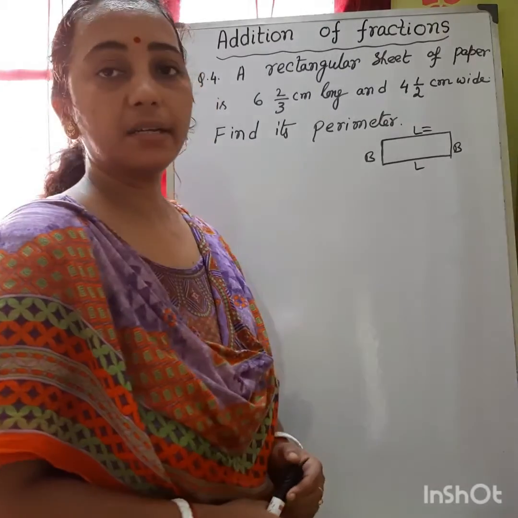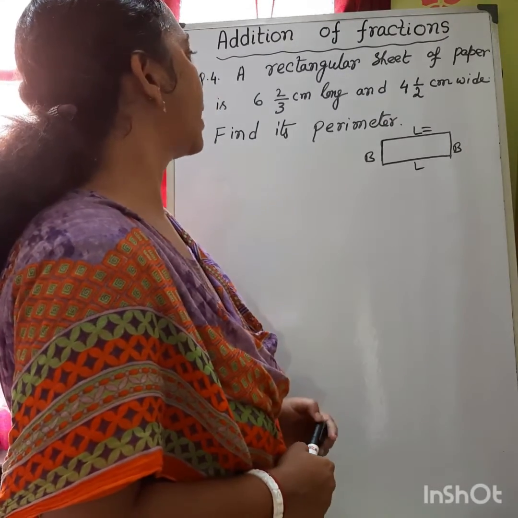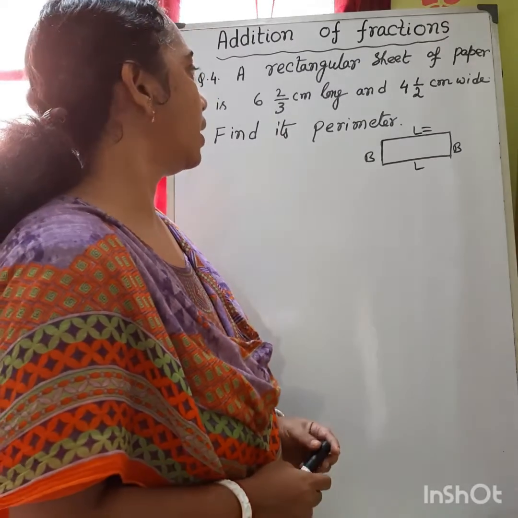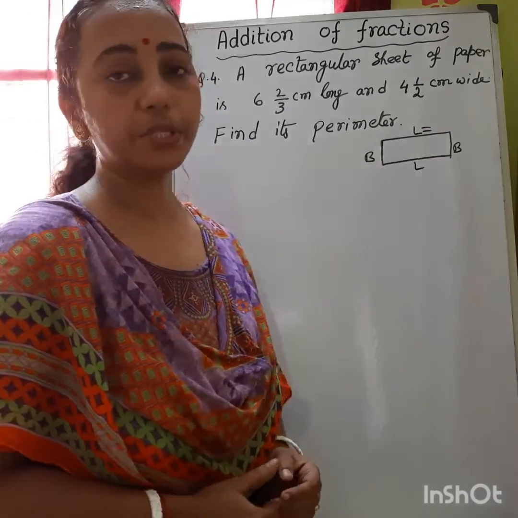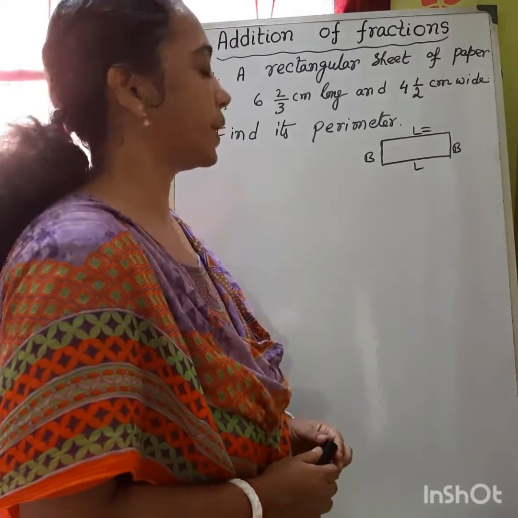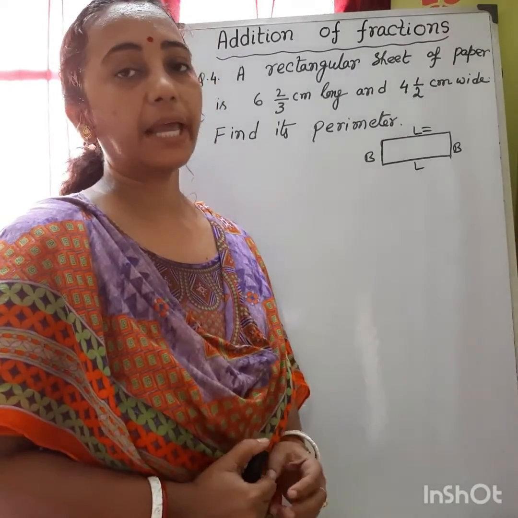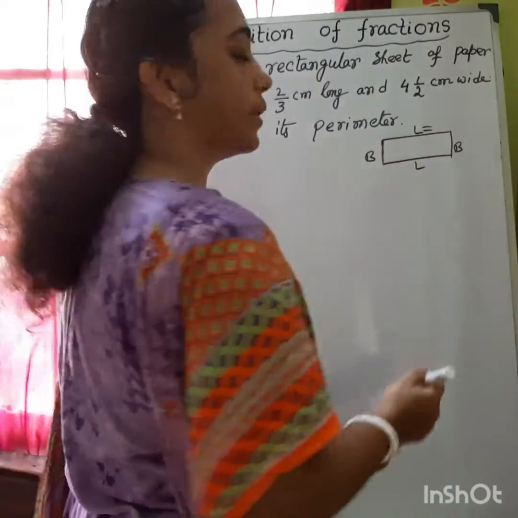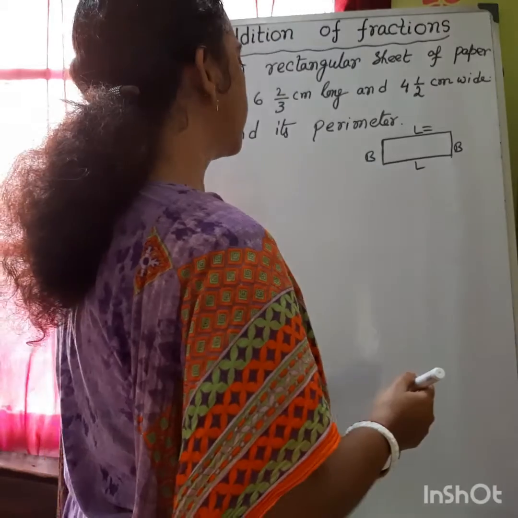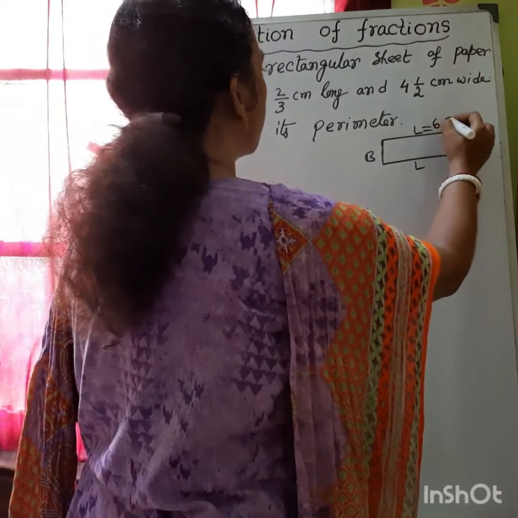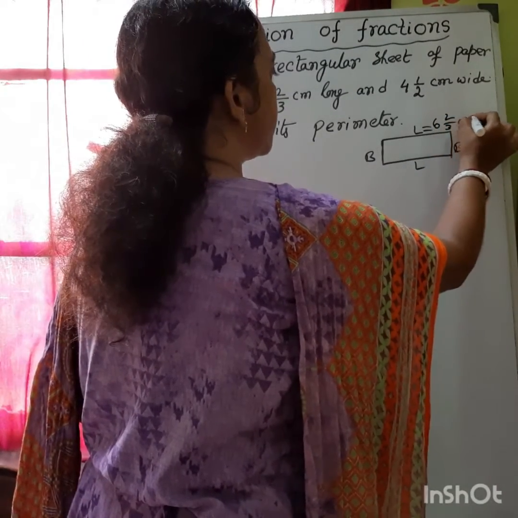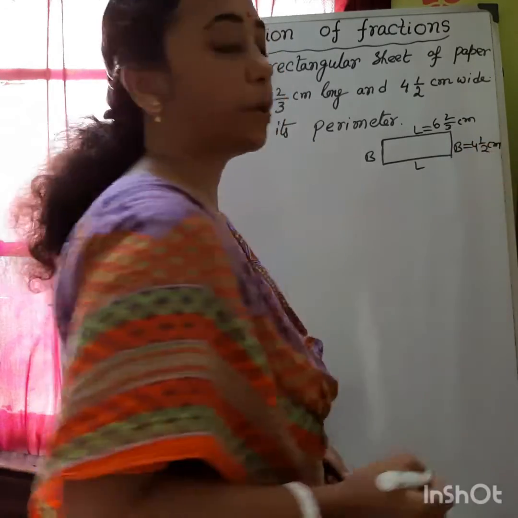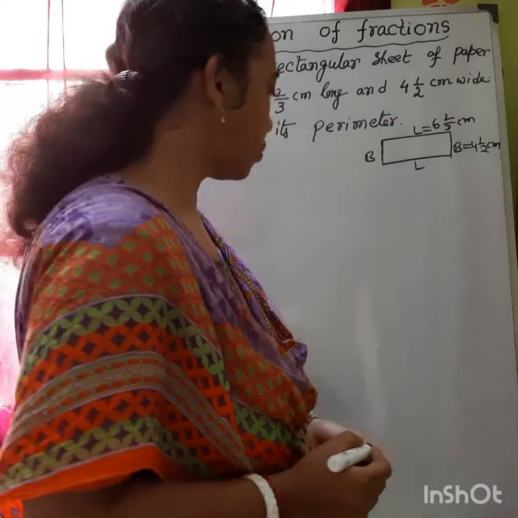Now let us consider another example, that a rectangular sheet of paper is 6 whole of 2 by 3 centimeter long and 4 whole of 1 by 2 centimeter wide. Find its perimeter. We know in a rectangle opposite sides are equal. So let us consider this is the figure of a rectangle whose opposite sides are equal, and the length is given 6 whole of 2 by 3 centimeter and breadth is given here 4 whole of 1 by 2 centimeter. So perimeter of a rectangle means sum of its 4 sides.